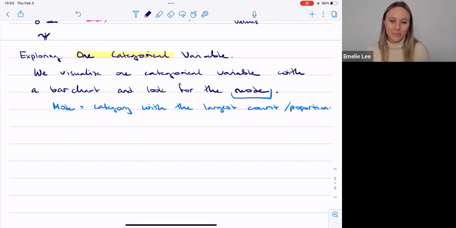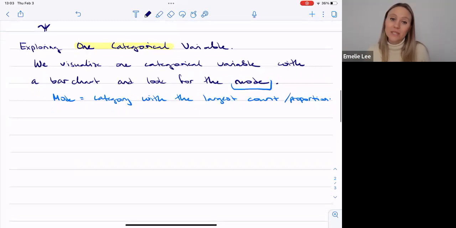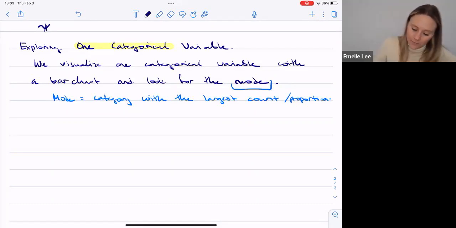Okay. You'll be tempted, but I say no. For one categorical variable, there's really very little that you can do. To visualize it, you're going to make a bar chart. To summarize it, what can we do? We can make a table, a frequency table.